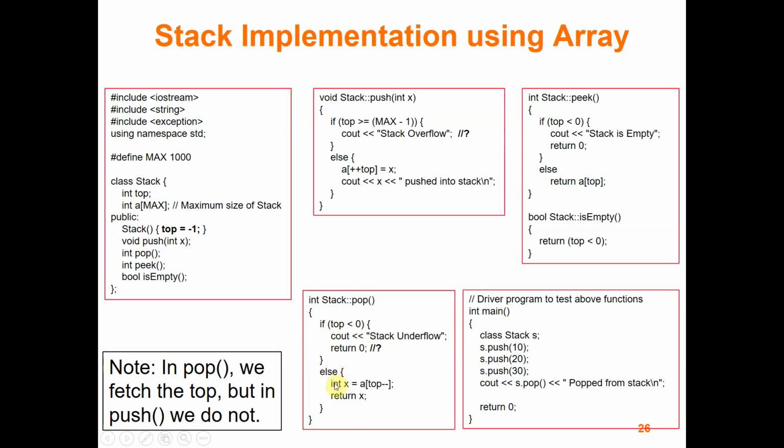If the stack is not empty, we save the value of A[top] in a temporary variable, then decrement the top and return that value. So in this case, our top is going to be decremented. It's basically moving towards the left. I could replace these two lines with just saying return A[top--]. It would have been the same.